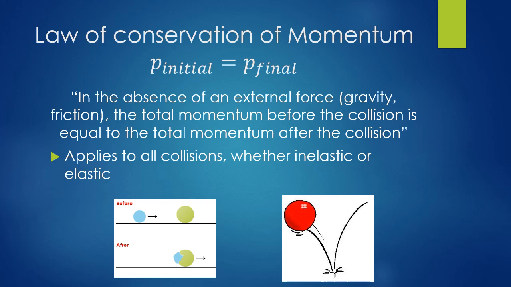The law of conservation of momentum states that the initial momentum is going to equal the final momentum. What that means is in collisions, momentum is conserved. This applies to all collisions, whether it is inelastic or elastic. So since momentum is conserved, we are actually going to look at an equation that sets the momentum before the collision equal to the momentum after the collision. So let's look at what that looks like.